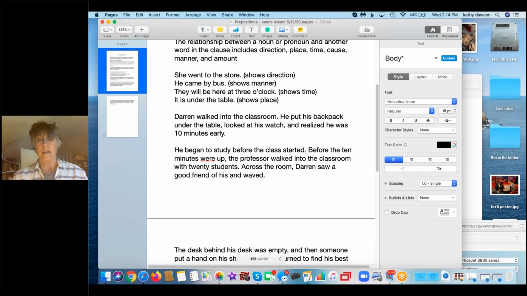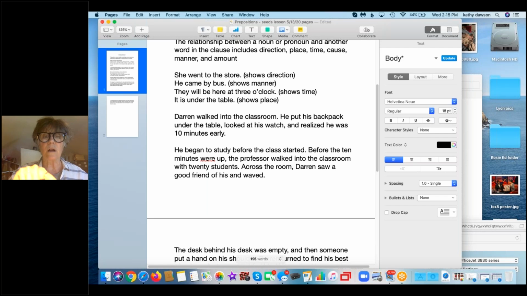It's a location. He put his backpack under the table, looked at his watch, and realized he was 10 minutes early. So in this sentence, he put his backpack under the table. That's the prepositional phrase, and the preposition is under. Looked at his watch, and realized he was 10 minutes early. He began to study before the class started. So the preposition is before. And again, you can look back at that paragraph of all the prepositions and match them. The class started. So before the class started is the prepositional phrase.